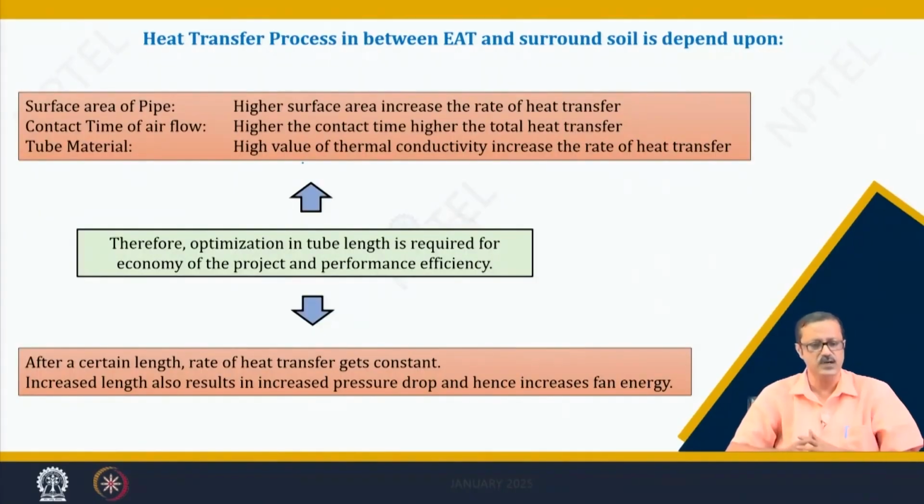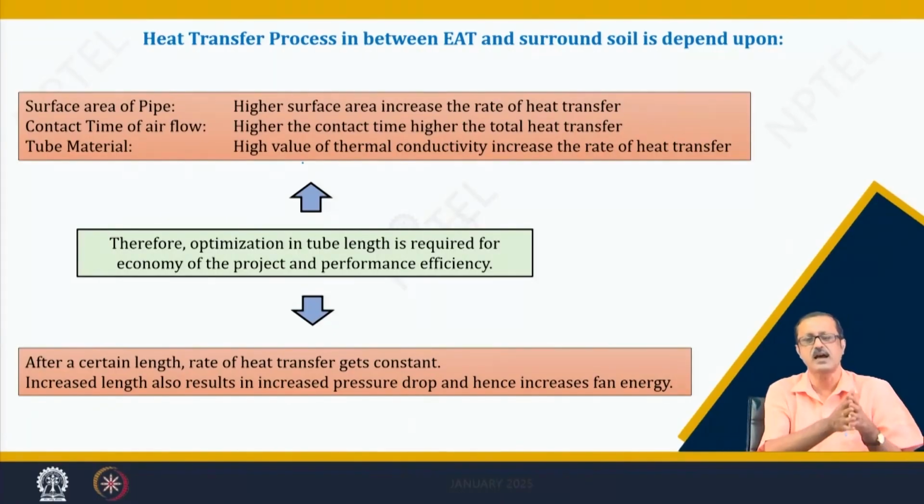In the first box, what I have written is that if the surface area of the pipe is higher, it will increase the heat transfer rate, and if the contact time and the airflow are higher, definitely there will be higher transfer. The tube material has to be highly thermally conductive to increase the heat transfer. Therefore we have to optimize the tube length so that it will give me economy and also some efficiency of the system.